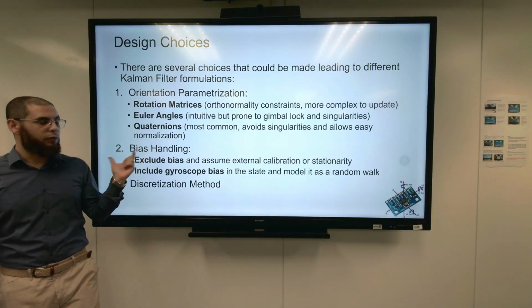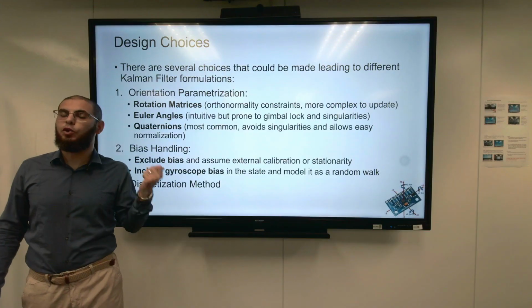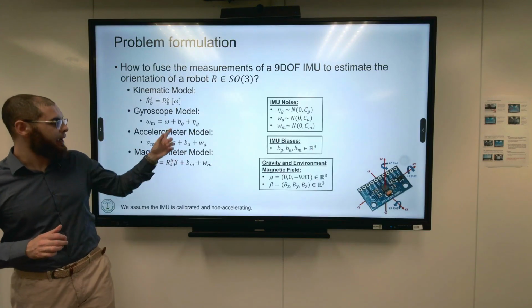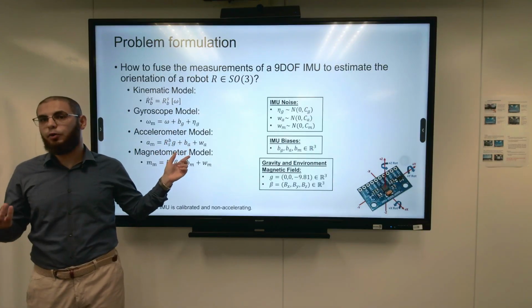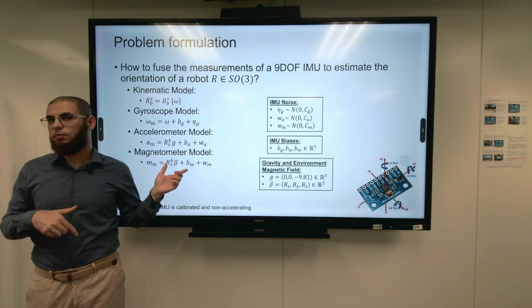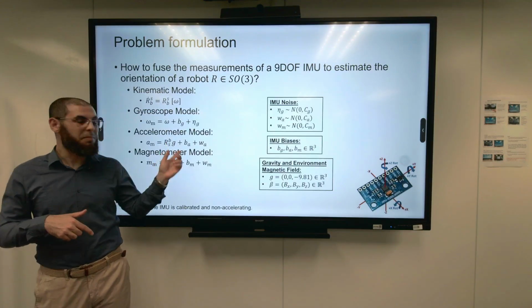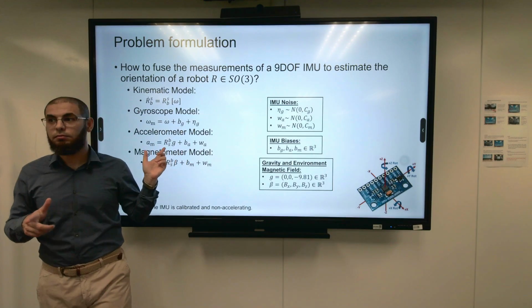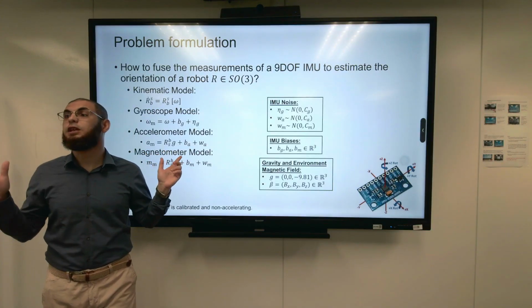And one very important point is, do we include the bias or not? So we said here that the bias is part of the problem, right? So do we actually know the bias of the sensor or not? Do we know the bias? We know the bias. Given. Sorry? Given, or is it unknown?